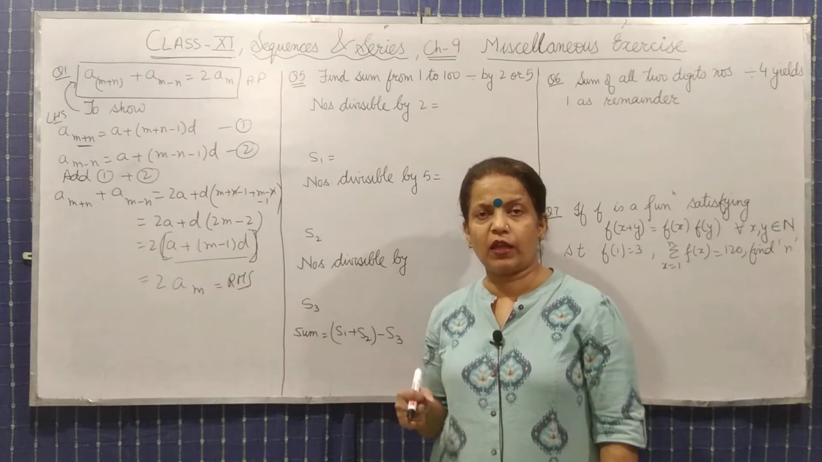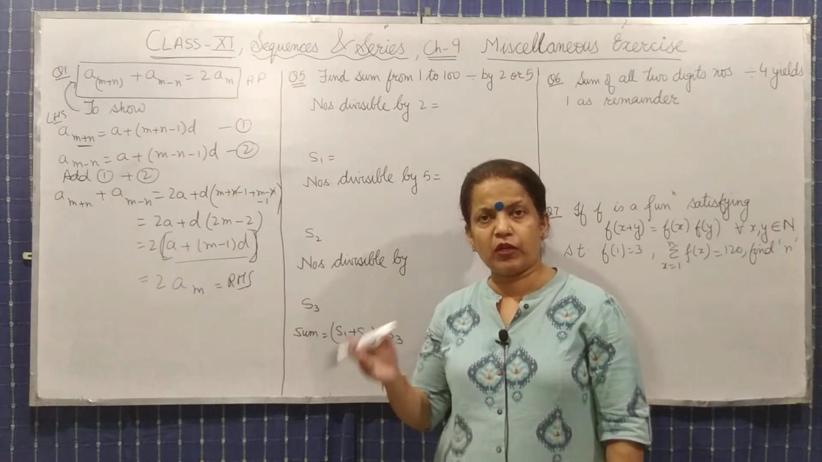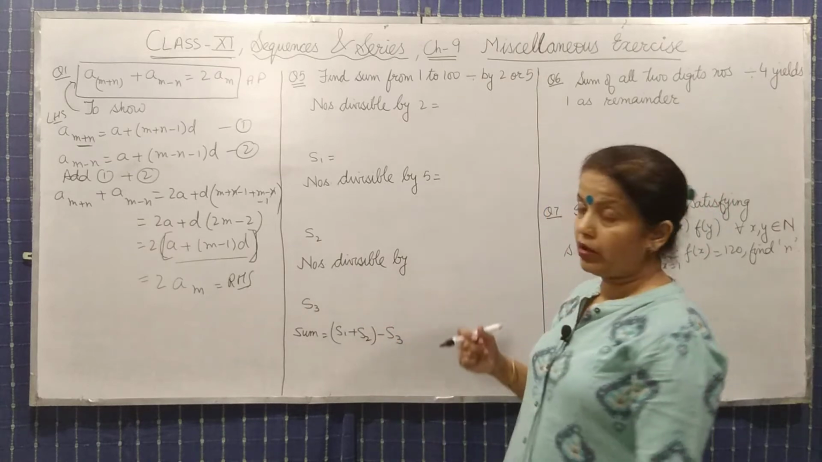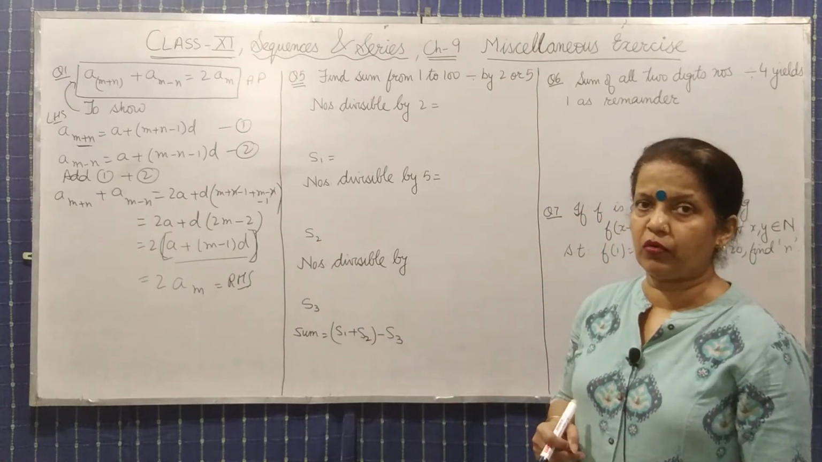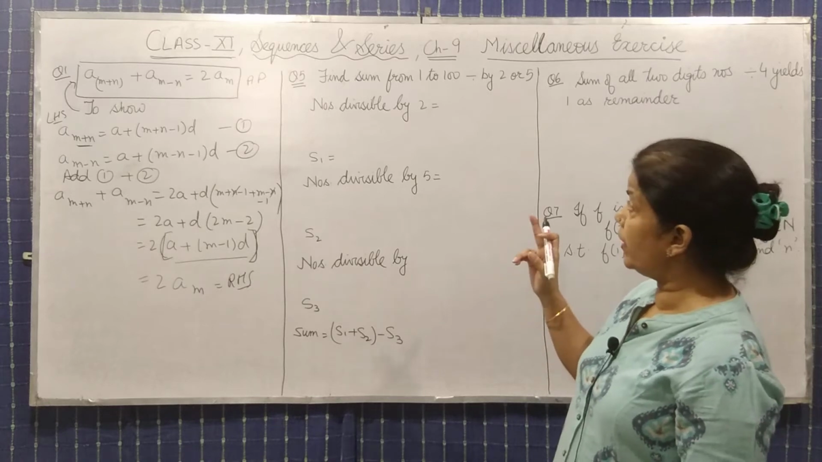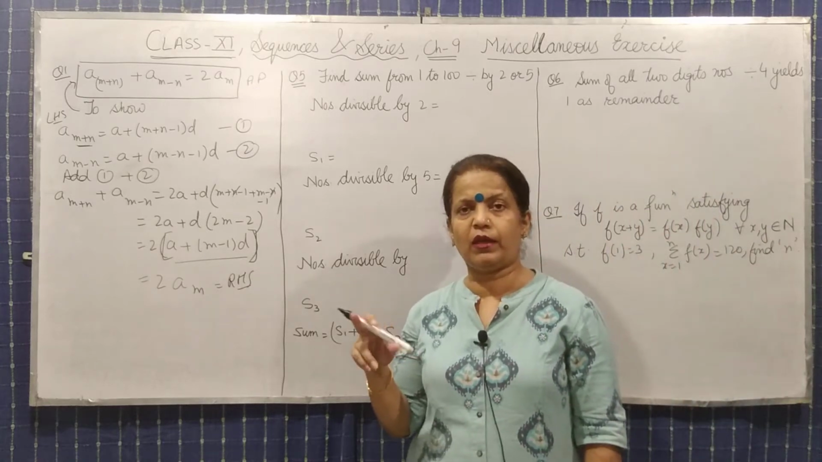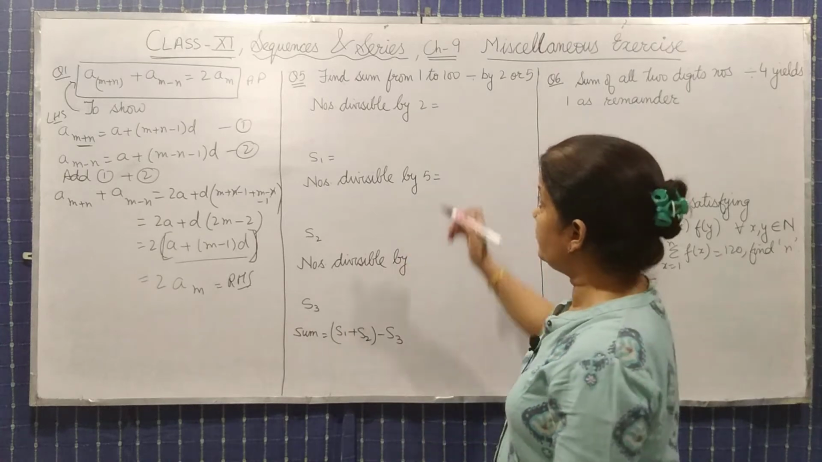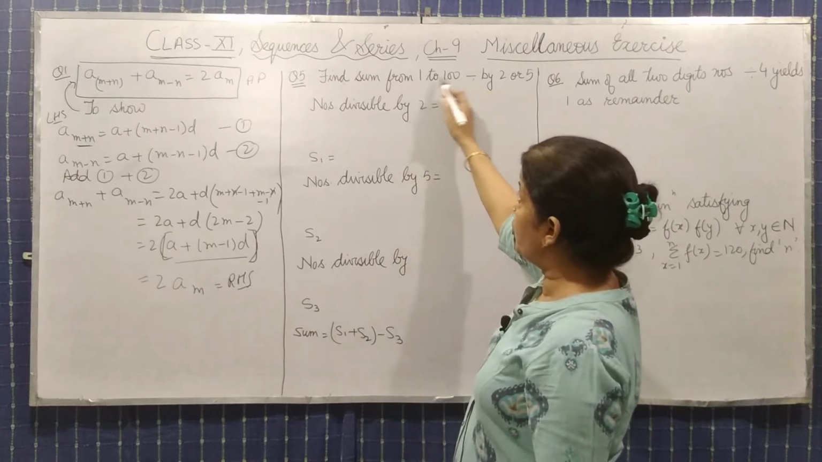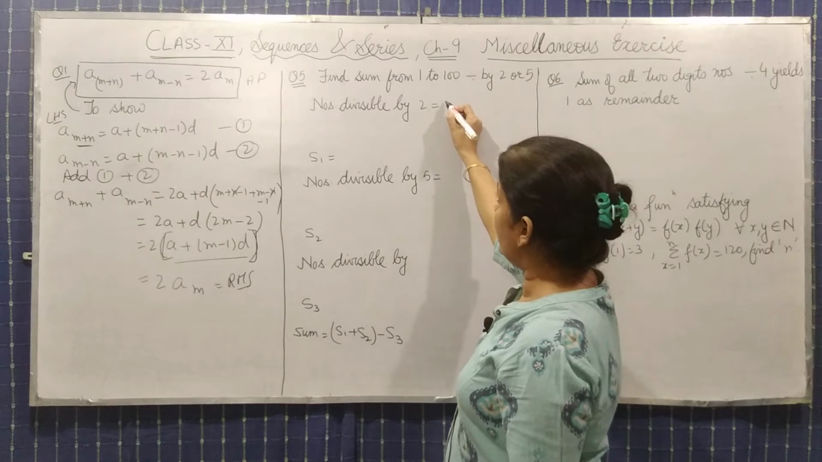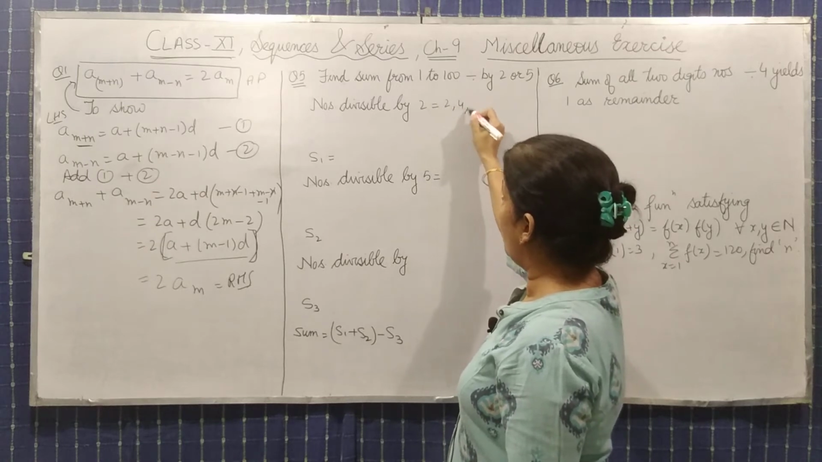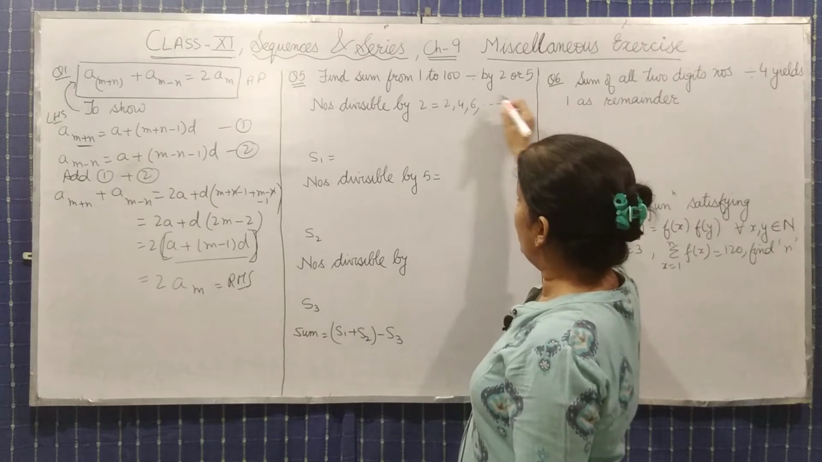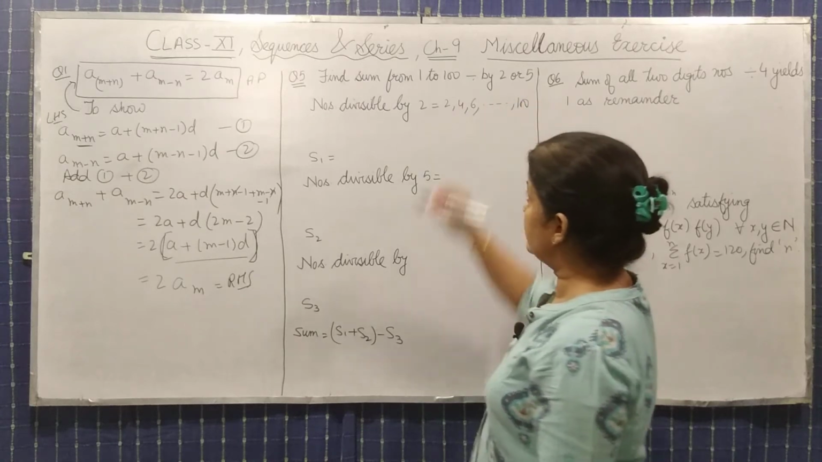You can take the example of 50. It is divisible by 2 as well as by 5. So that also we have to take care of. Here the question asks for numbers that are divisible by either 2 or 5. So find the sum of that series. The numbers divisible by 2 from here: what are the numbers? 2, 4, 6 up to 100.